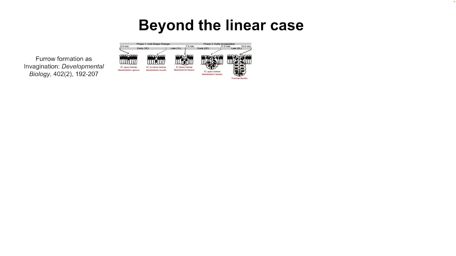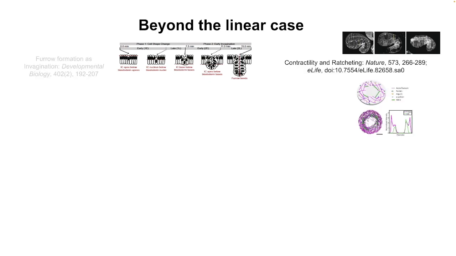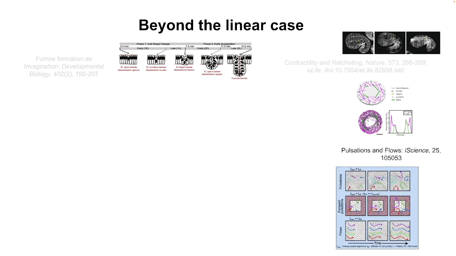So we can actually go beyond the linear case. We can look at a number of examples from developmental biology and start to think about how those things are to be reinterpreted in light of what we've just discussed. So for example, there are things like furrow formation, which is invagination, the folding of a cellular sheet inward. We have contractility and ratcheting, where the bean or the oblong mass that's the embryo stretches out and folds. We have pulsations and flows, which are different ways that sheets of soft materials, of which our cells are part, change their shape due to physical forces.